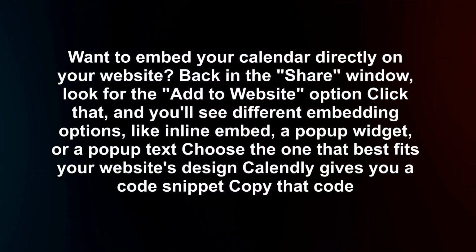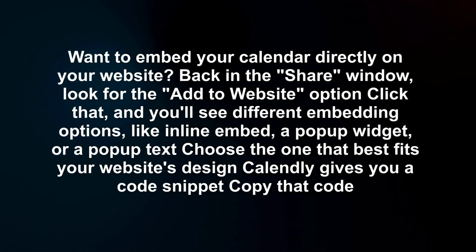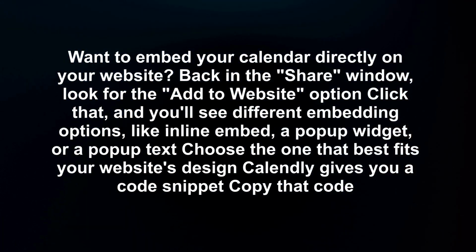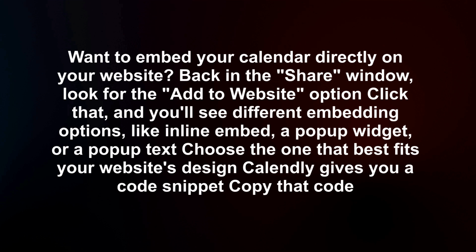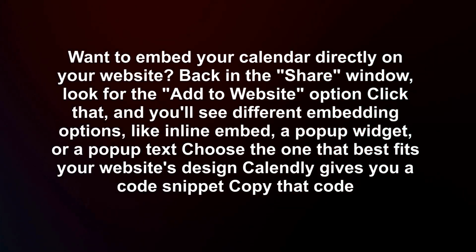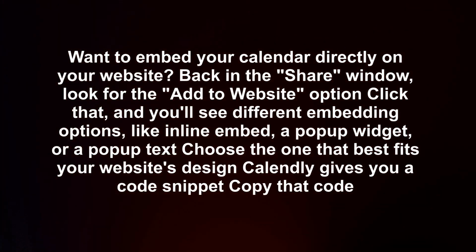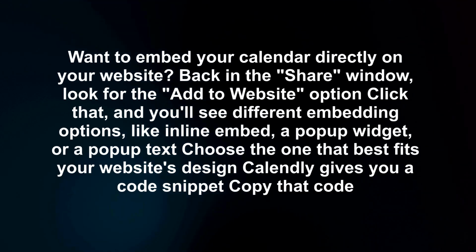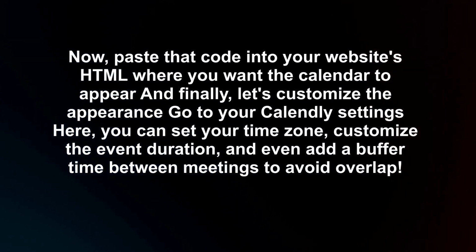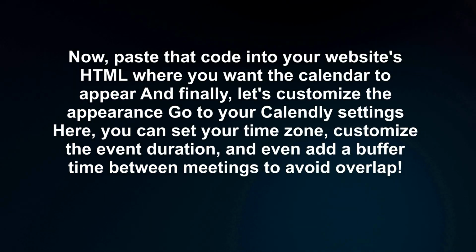Want to embed your calendar directly on your website? Back in the share window, look for the add to website option. Click that, and you'll see different embedding options, like inline embed, a pop-up widget, or a pop-up text. Choose the one that best fits your website's design. Calendly gives you a code snippet. Copy that code. Now, paste that code into your website's HTML where you want the calendar to appear.